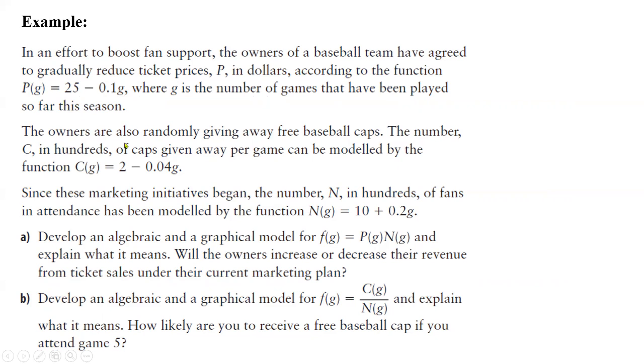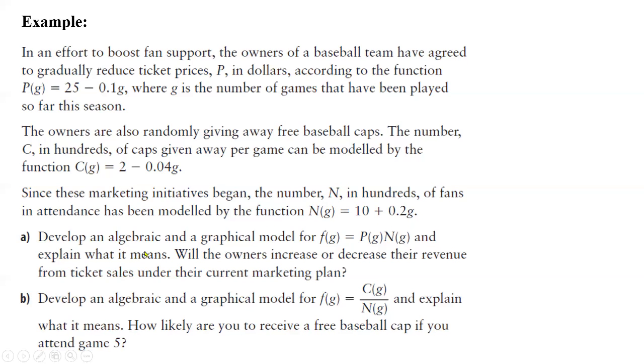The owners are also randomly giving away free baseball caps. The number C in hundreds of caps given away per game can be modeled by the function C(G) equals 2 minus 0.04G. Since these marketing initiatives began, the number N in hundreds of fans in attendance has been modeled by the function N(G) equals 10 plus 0.2G.